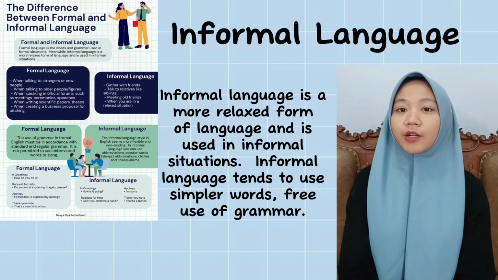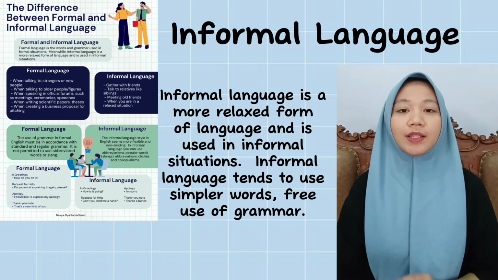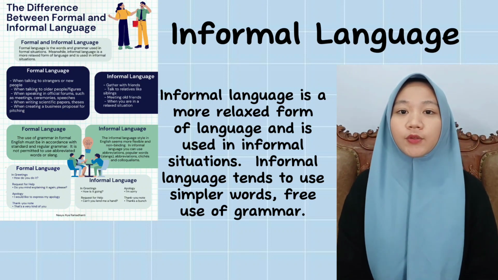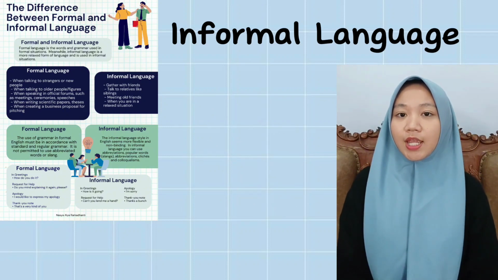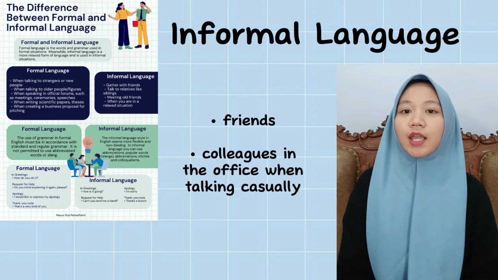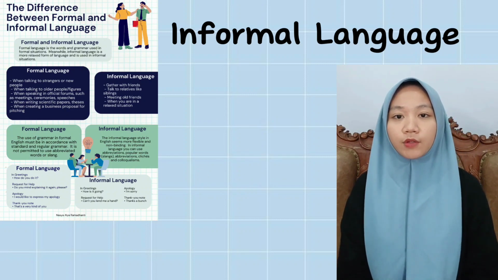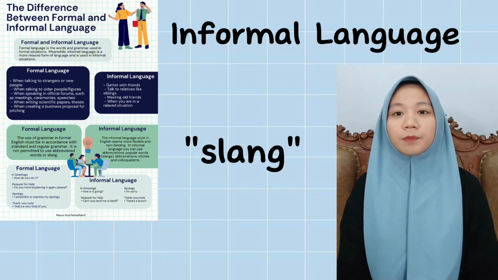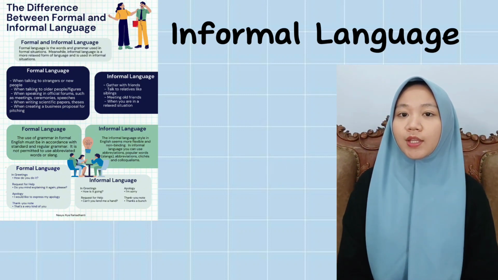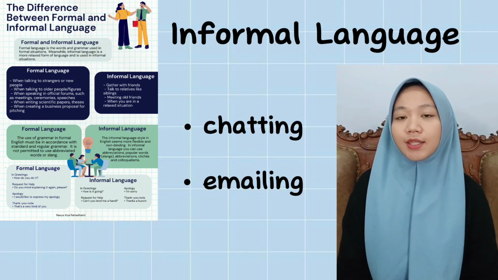The second is informal language. Informal language is a more relaxed form of language and is used in informal situations. Informal language tends to use simple words and free use of grammar. It is of course easier to recognize, usually used in everyday conversation with friends or colleagues in the office when talking casually. Informal language vocabulary is also more diverse, and now many have been modified into slang, which is often used by young people or school children with their friends. Informal language can also be used when chatting or emailing with friends.